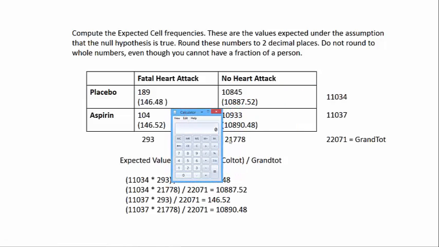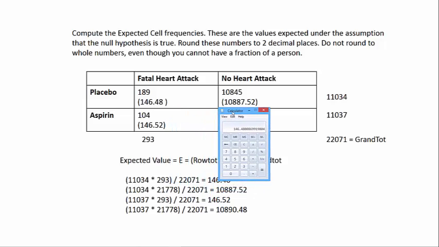So again, we take 11,034. I'm going to multiply that by 293. That gives us this massive number. We're going to divide that by the grand total, 22,071. And there you have it, 146.48. So that's where I get the 146.48.